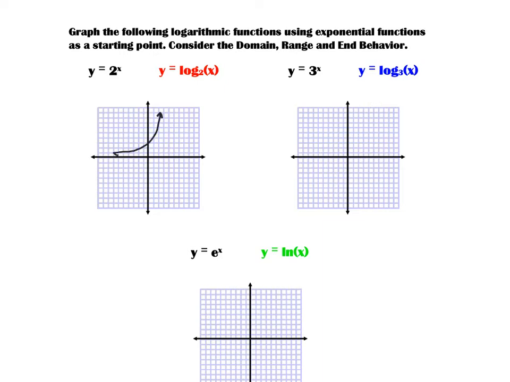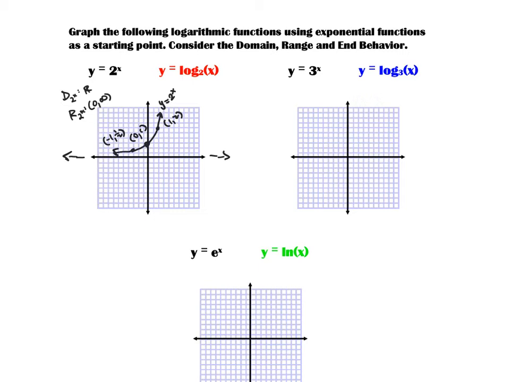All right, I'm going to draw a rough sketch, okay? This is going to be the point (0, 1). This will be the point (1, 2). This will be the point (-1, 1/2). Okay, so this is the graph of y equals 2 to the x. Log base 2 of x is an inverse function of 2 to the x. So if I analyze 2 to the x, its domain is going to be all real numbers, and its range is going to be greater than 0.